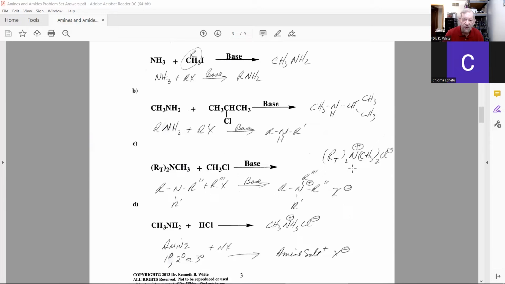Don't forget, quaternary ammonium salts are used as fabric softener and antimicrobial compounds. Example, like my mouthwash. That keeps my gums nice and healthy.